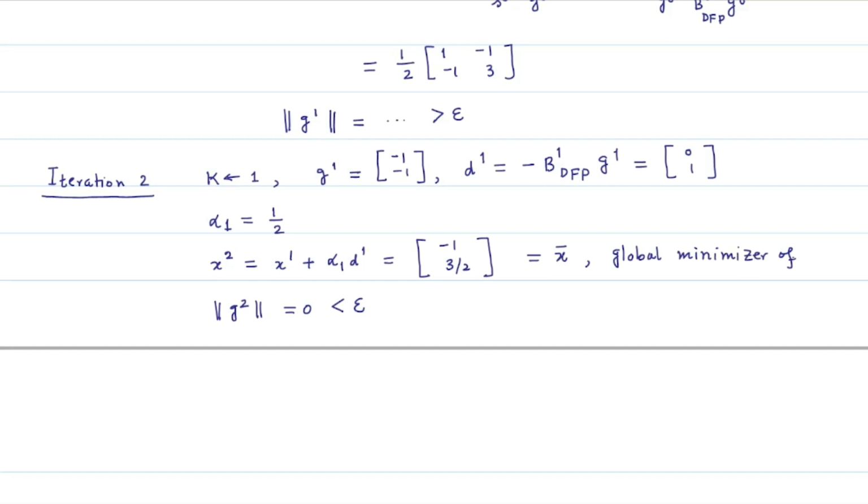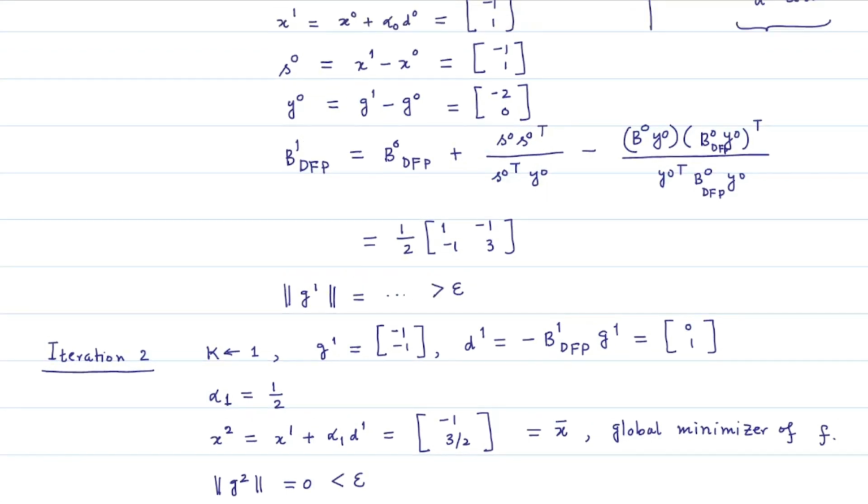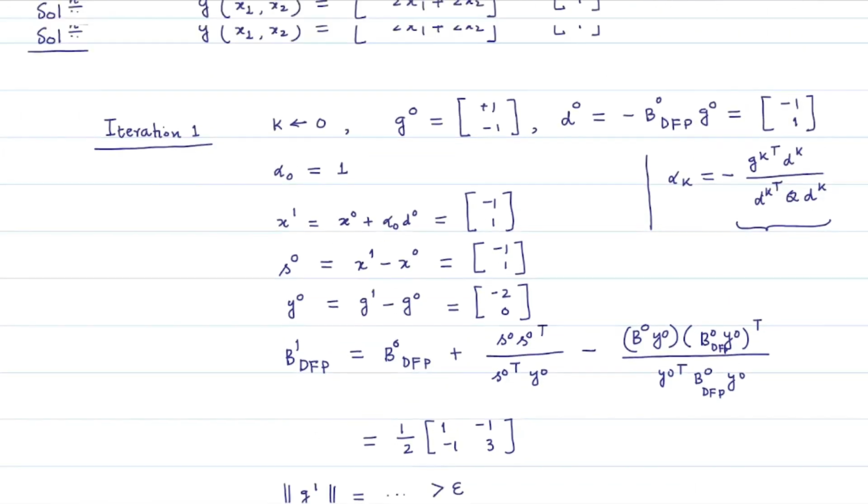of the function f. And here you can verify that the DFP method is getting terminated within two steps. The number of variables of the objective function here is equal to 2.